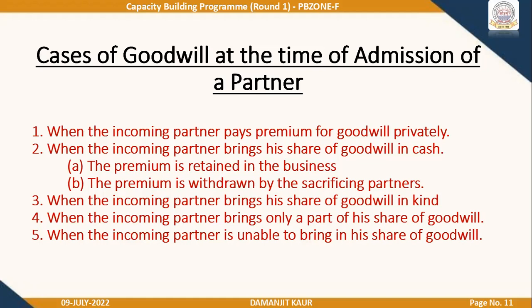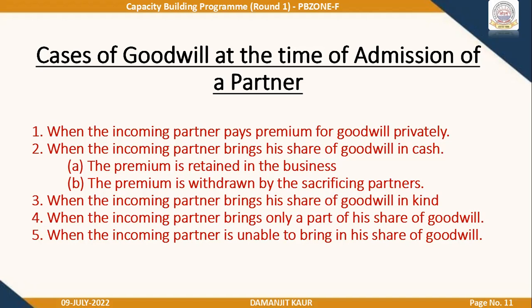Second is when the incoming partner brings his share of goodwill in cash, then further we have two options. The amount which he has brought in as his premium for goodwill is retained in the business, or the second option available with the partners is that they can withdraw that amount, whatever amount of compensation they will be getting in their respective capital accounts. Next, third is when the new partner brings in his share of goodwill in kind. Instead of bringing in cash, he can bring some asset also. So that is also acceptable. That is also a form of premium for goodwill only.